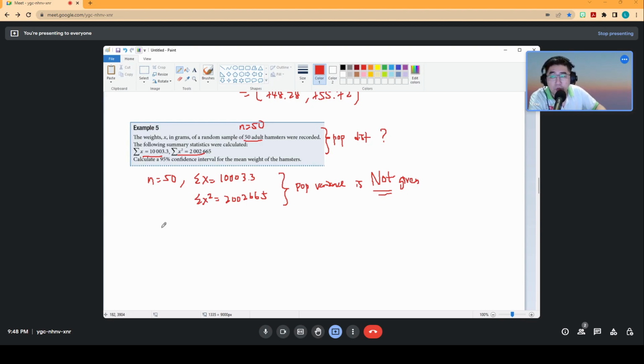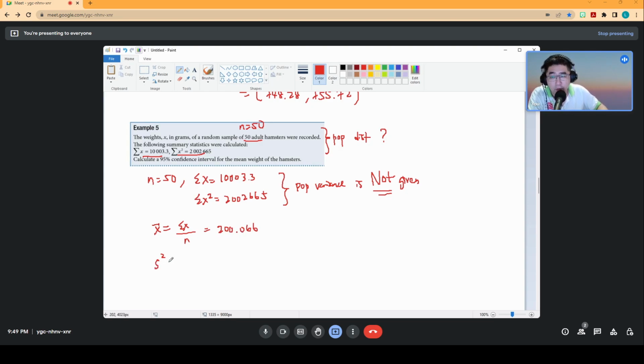Okay, that means we need to use S. So from the information here, I need to find a few answers first. So sum of x over n, 10003.3 divided by 50. I have 200.066. But since this is not the final answer, please try not to simplify the value yet.